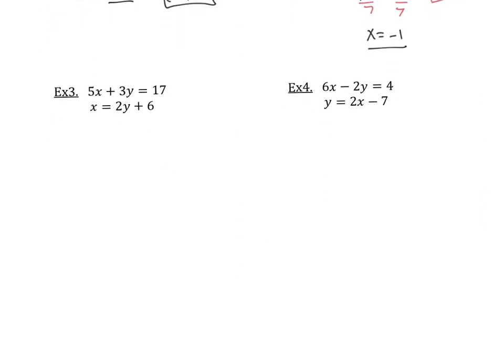Example 3 says 5x plus 3y equals 17. X equals 2y plus 6. Again, first I look for the equation that starts with either x equals or y equals. This one, 5x, 3y, no. This one says x equals that expression. So x equals 2y plus 6, which means in the other equation where the x is, I can substitute in 2y plus 6.